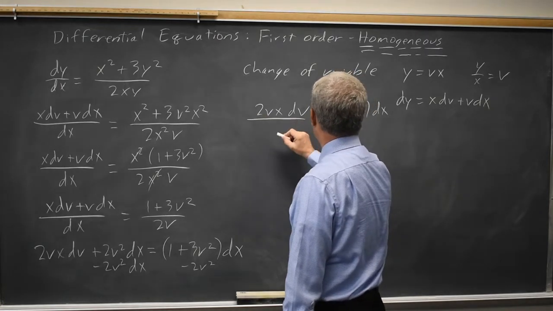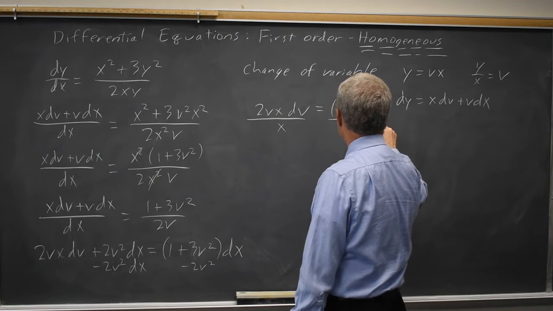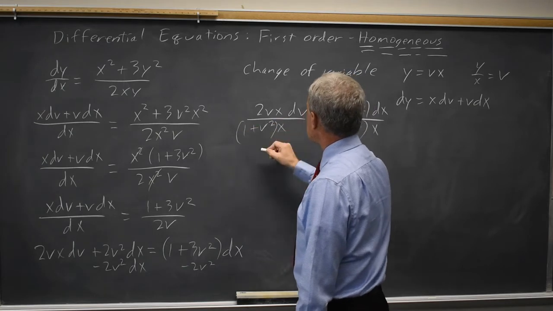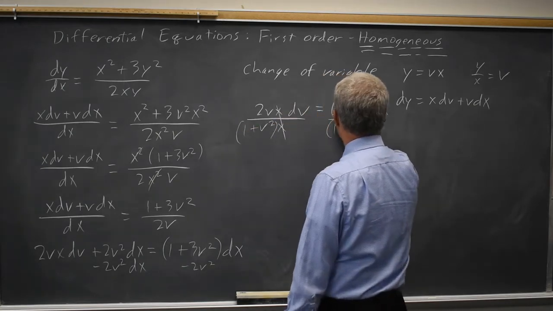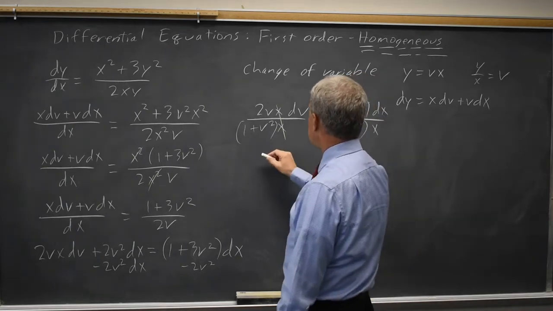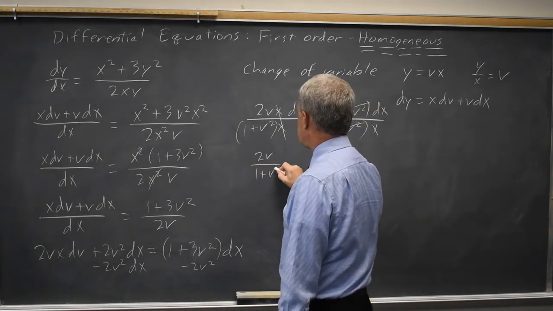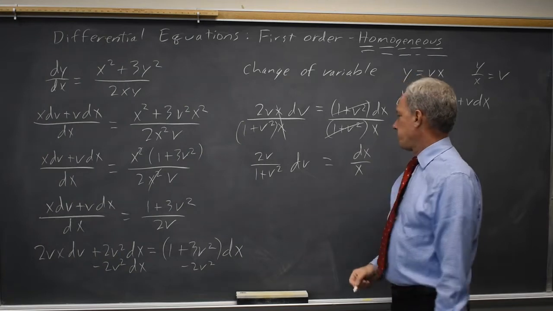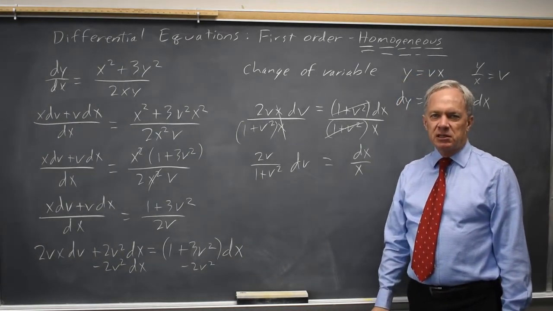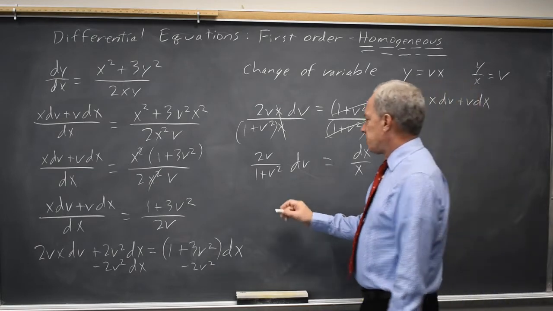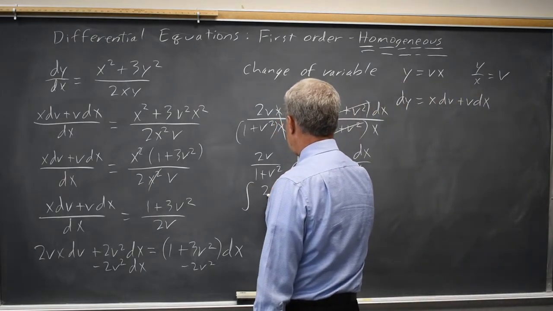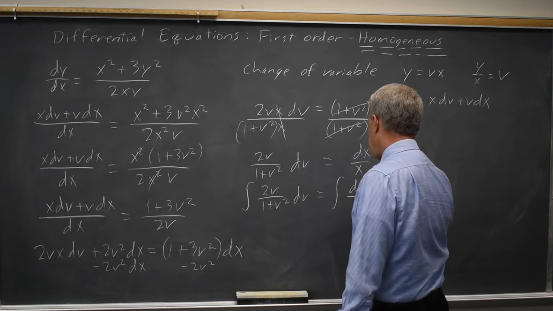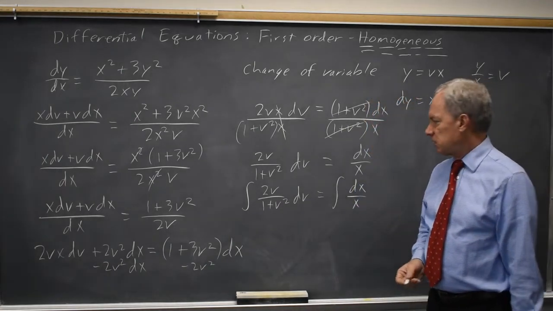Dividing through by x to move the x's to the right, and 1 plus v squared to move all the v's to the left. x over x is 1. 1 plus v squared over 1 plus v squared equals 1. So the left-hand side is 2v over 1 plus v squared dv, and the right-hand side is dx over x. I've separated the variables. At this point, I'll integrate both sides and then solve. The integral of 2v over 1 plus v squared dv equals the integral dx over x, and both these sides are natural logs.